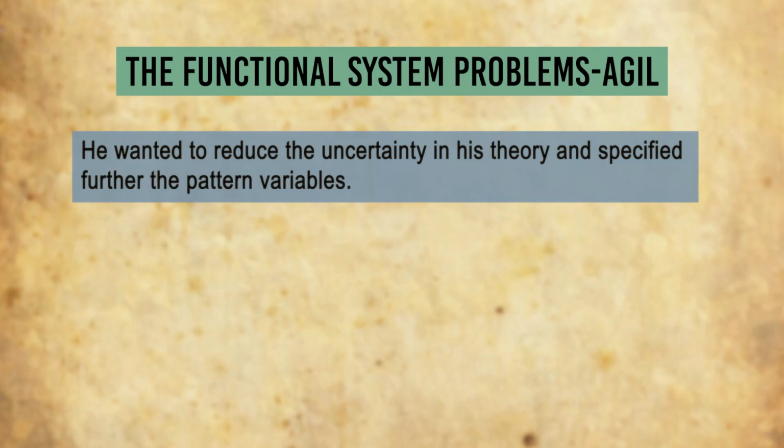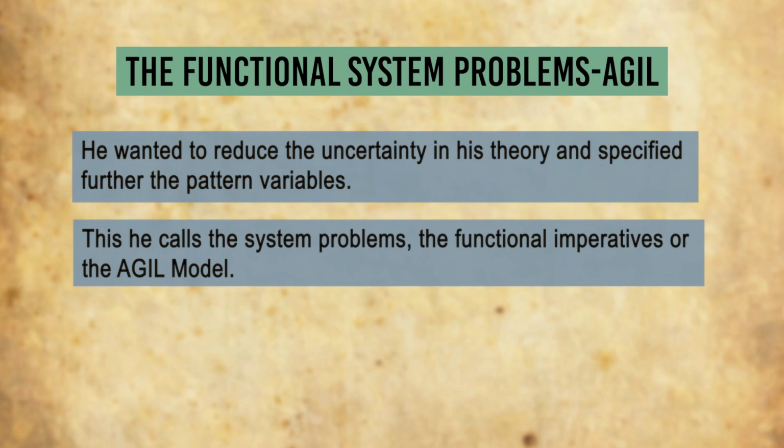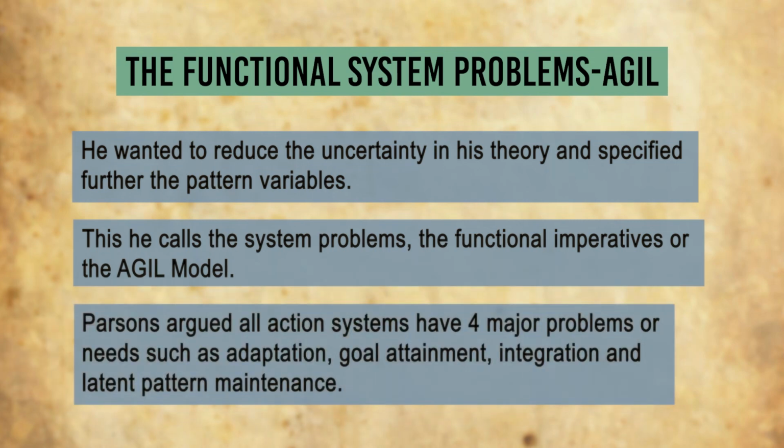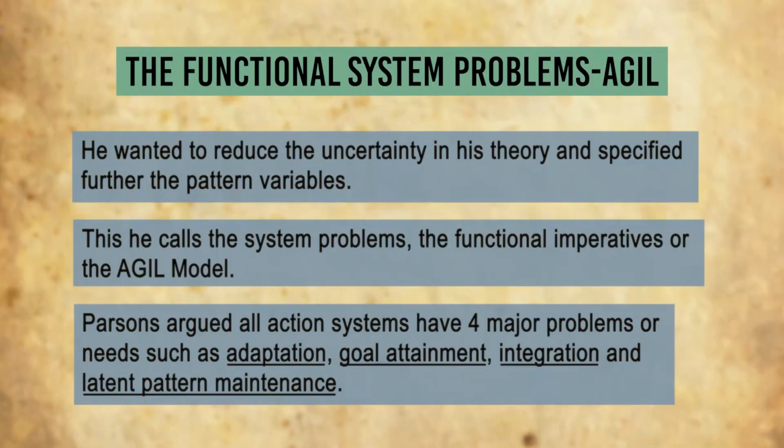Talcott Parsons wanted to reduce the uncertainty in his theory and specified further the pattern variables. This he calls the system problems and the functional imperatives of the AGIL model. These are the four major problems, he says. This dilemma comes because we are unable to take decisions very strongly. To do away with these struggles while making choices, Talcott Parsons proposed adaptation, goal attainment, integration, and pattern or latency maintenance, which are the functions he thinks a system must perform. These are also the major problems that we come across.